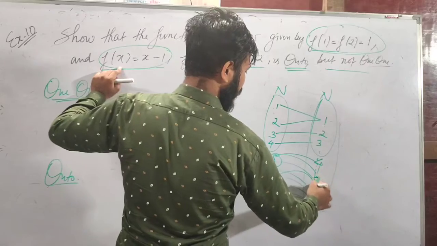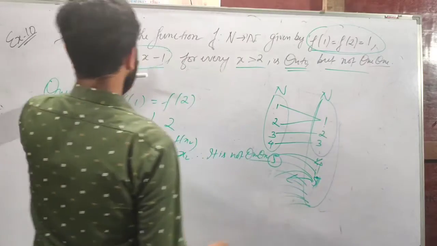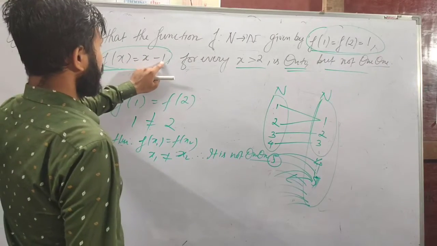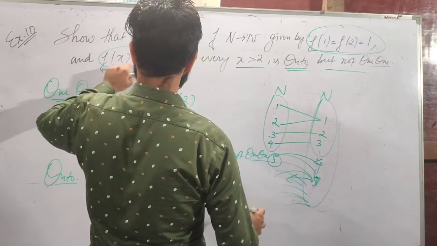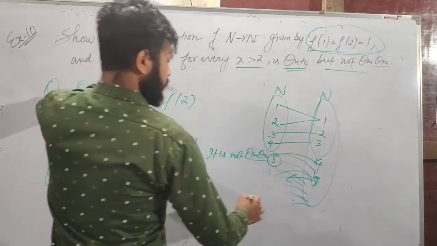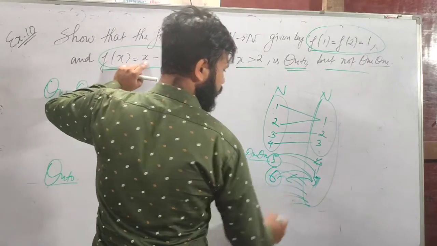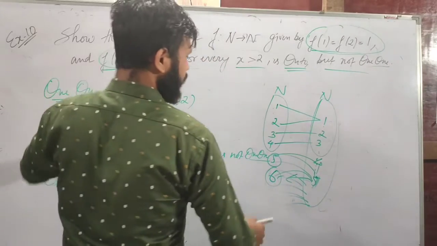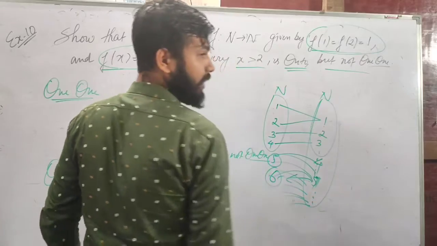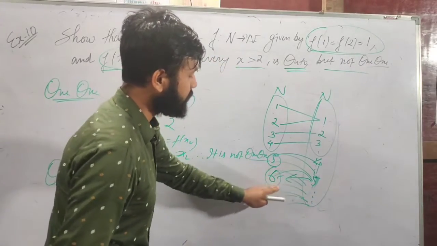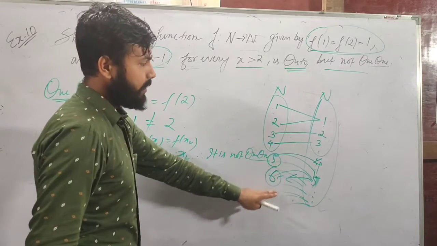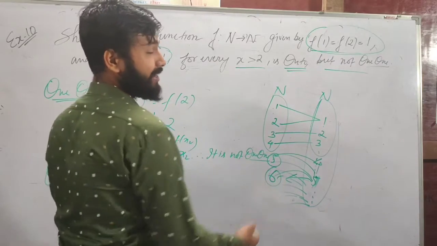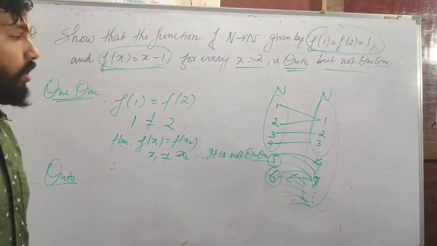If you take 5, what is the pre-image? 6 minus 1 is 5, so the pre-image is 6. So for every element in the codomain there exists some pre-image in the domain. So it is clearly visible that this is an onto function.